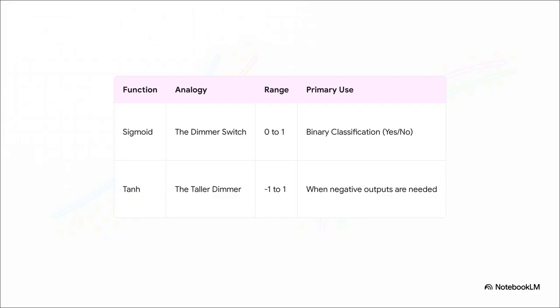Of course, ReLU isn't the only tool in the box. For more specialized jobs, you've got others. There's Sigmoid, which acts like a dimmer switch, squishing any number into a value between 0 and 1. That's perfect for a yes or no answer. And then there's TAN, which is kind of like a taller dimmer switch, squishing values between -1 and 1.